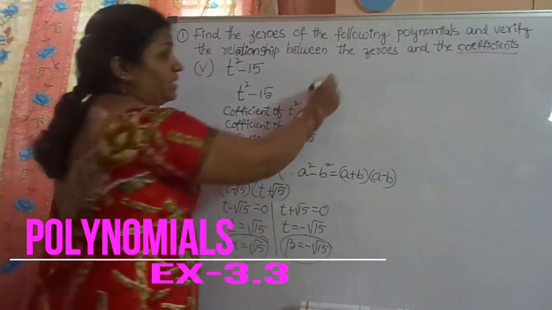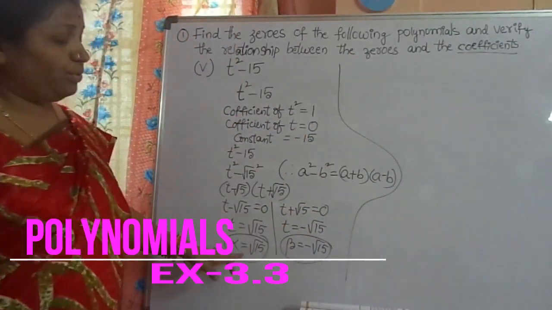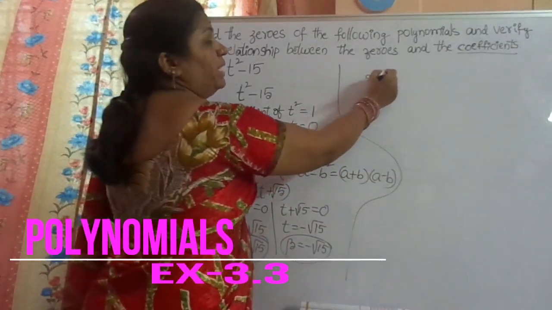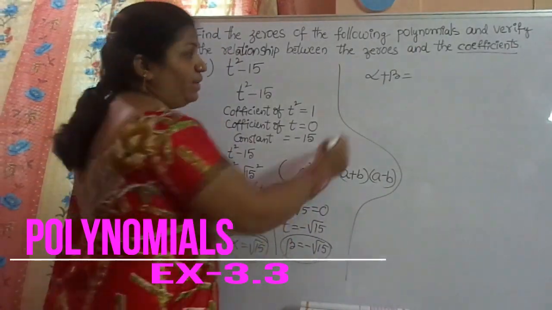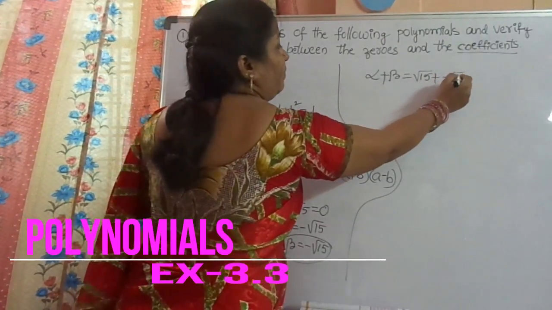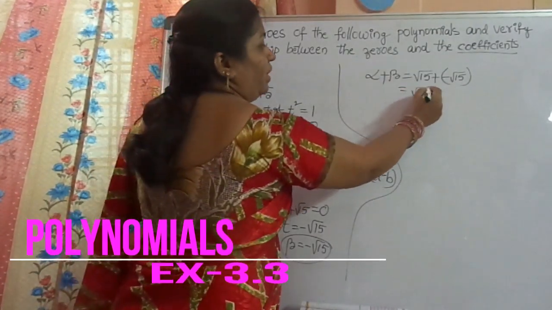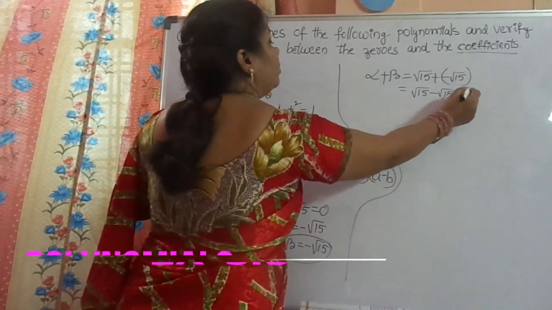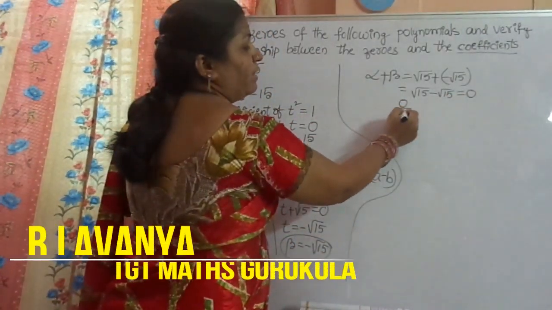Now find the sum of the zeros. We got the zeros, root 15 and minus root 15. The sum of the zeros means alpha plus beta. The alpha value is root 15 and the beta value is minus root 15. Here root 15 plus minus root 15, so that value is equal to 0. That 0 I am also writing as 0 by 1.